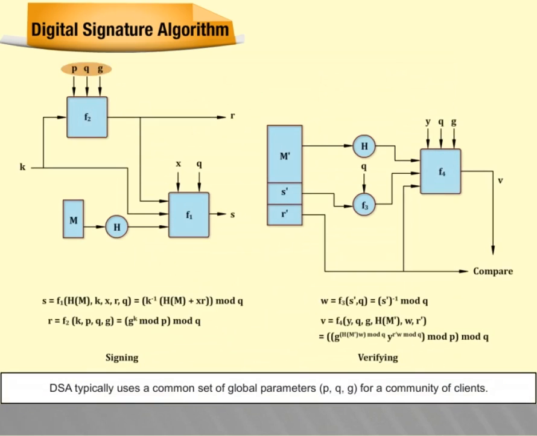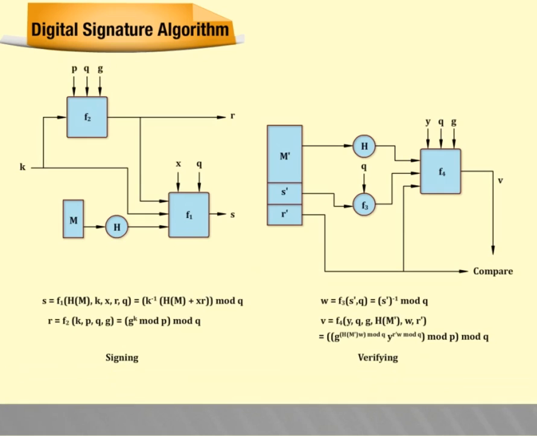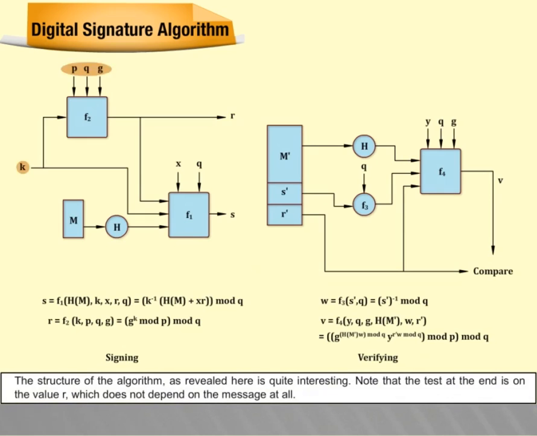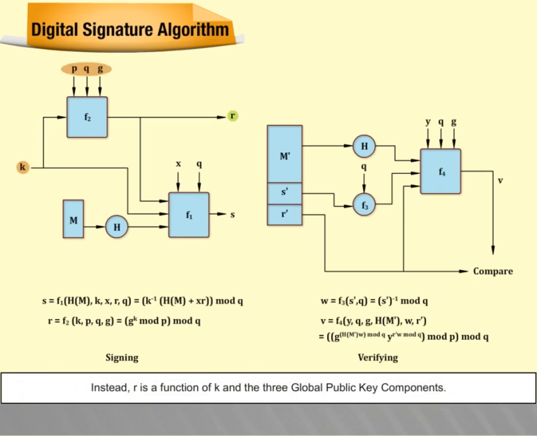DSA typically uses a common set of global parameters, p, q, g, for a community of clients. The structure of the algorithm, as revealed here, is quite interesting. Note that the test at the end is on the value r, which does not depend on the message at all. Instead, r is a function of k and the three global public key components.